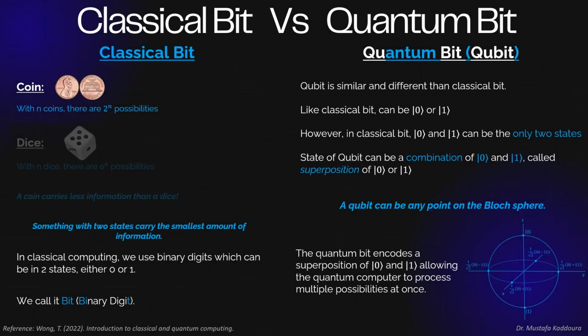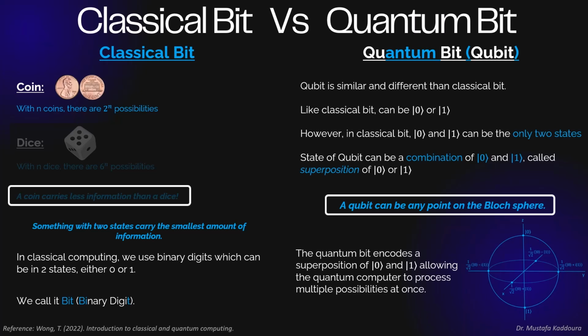We just concluded that a die can carry more information than a coin, because a die can distinguish 6 states. However, a coin can distinguish only 2 states. So the dice is more powerful than a coin. On the other hand, a qubit can be any point on the Bloch sphere. We have infinite number of superpositions between 0 and 1. So the quantum bit encodes a superposition of 0 and 1, allowing the quantum computer to process multiple possibilities at the same time, making a quantum computer much more powerful.